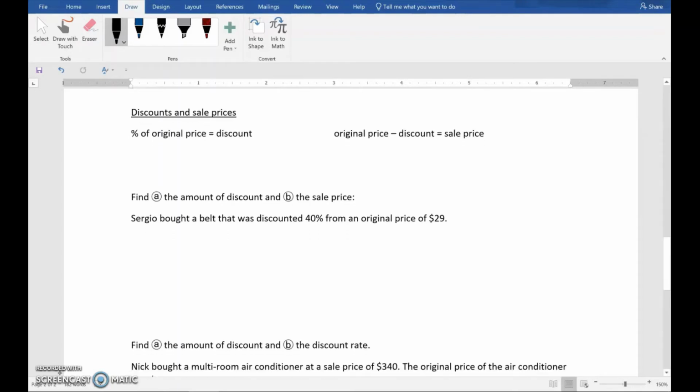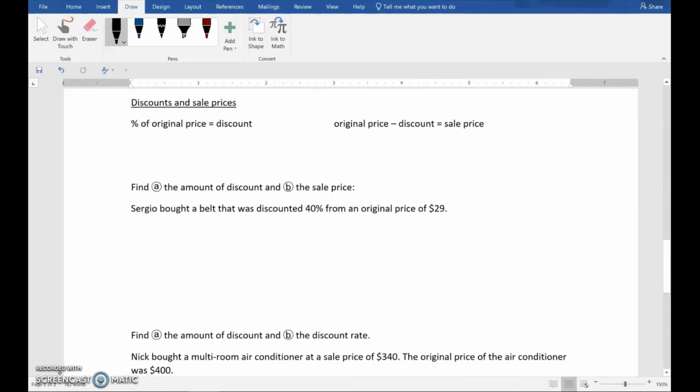So let's look at a couple of problems. I just have a couple more problems here. It says, find the amount of the discount and then also the sale price. So we're finding the discount first. It said Sergio bought a belt that was discounted 40% from an original price. So percent of the original price. And the original price is $29.